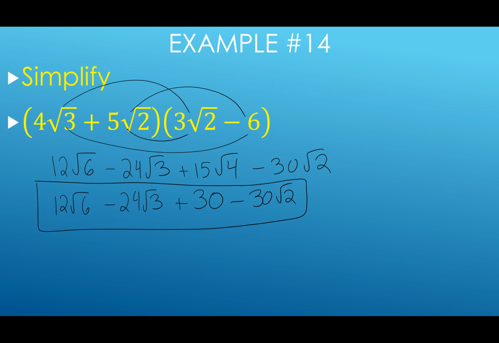So again, there's not too much going on there after the actual FOIL process. If each one of those radicals could have been simplified, then you need to make sure you go through and actually simplify each individual radical. The only one that could was the square root of 4, and that was just a perfect one, so there's nothing we had to worry about there.